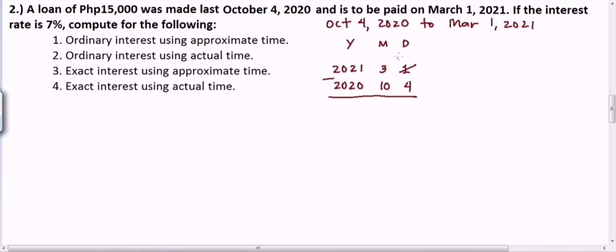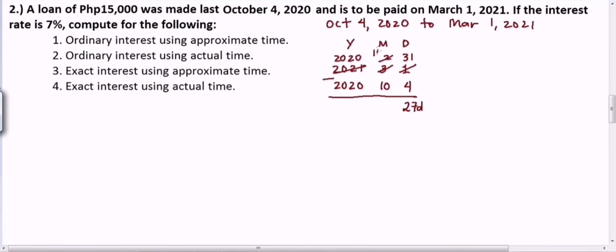So, this one would be 2 na lang. So, yung hiniram ko na 1 month, magiging 30 days plus 1 day. So, 31. Okay? So, 31 minus 4 is 27 days. Okay? And then, 2 months minus 10 months cannot be. So, I will borrow 1 year from here.